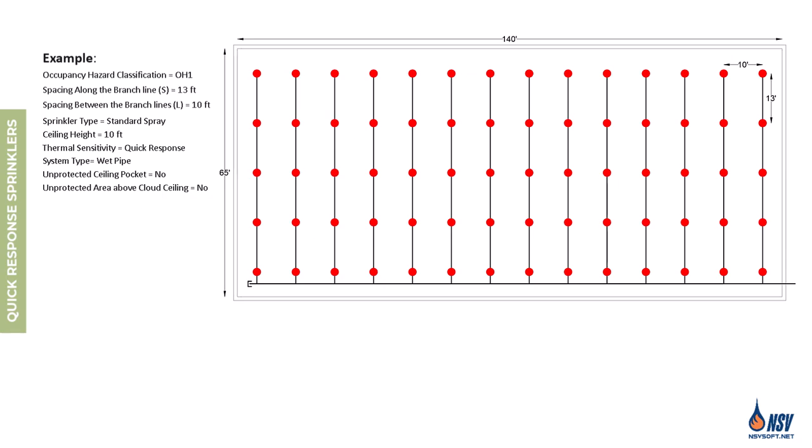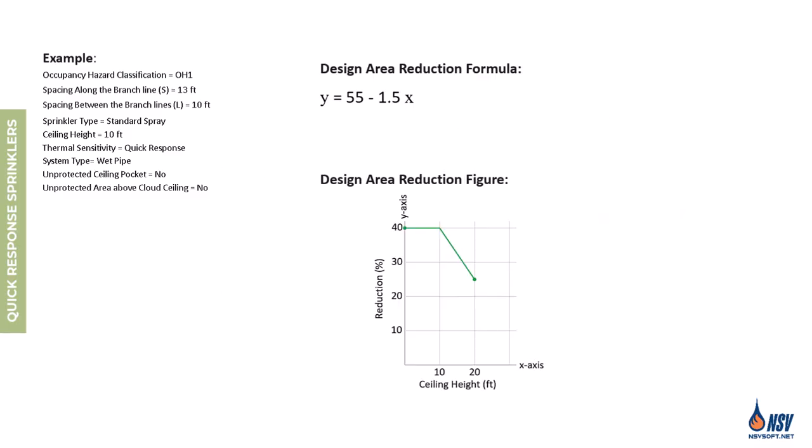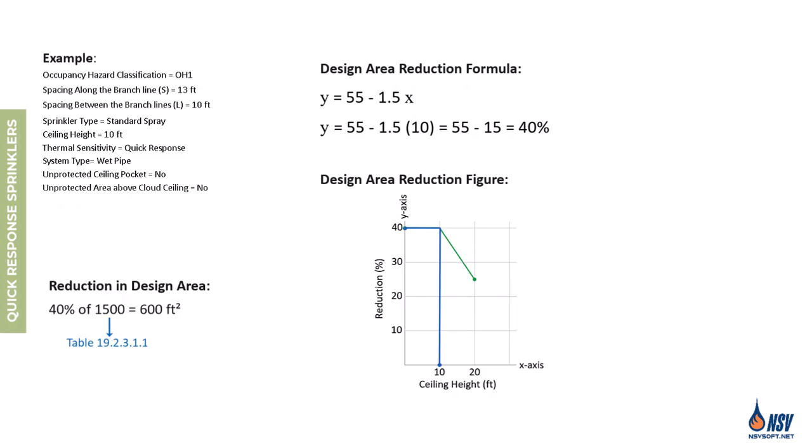The first step is to determine the adjusted design area using either the formula or the figure provided in NFPA 13. By substituting 10 for X in the formula, we calculate Y, the design area reduction, as 40%. Using the figure and following the same procedure, we arrive at the same result, a 40% reduction. This means we're allowed to reduce 40% from the original design area of 1,500 square feet, which is specified in the table for ordinary hazard group 1. Applying the reduction, the final design area becomes 900 square feet.